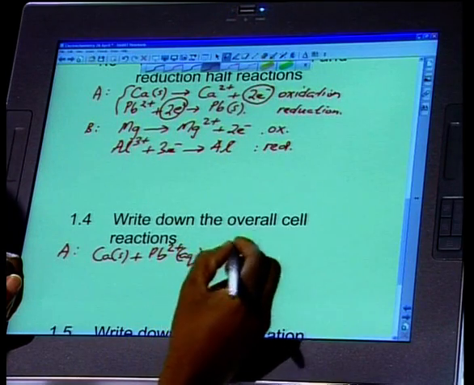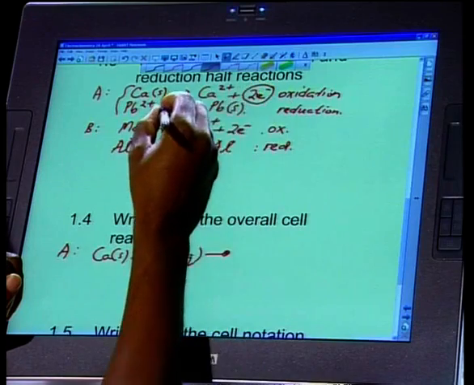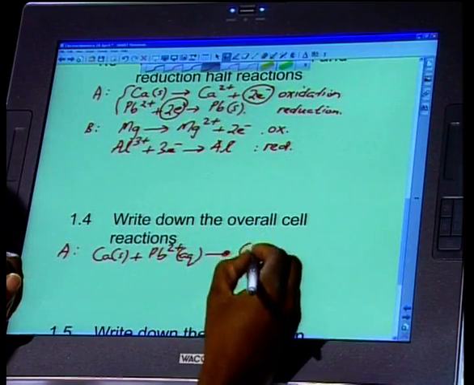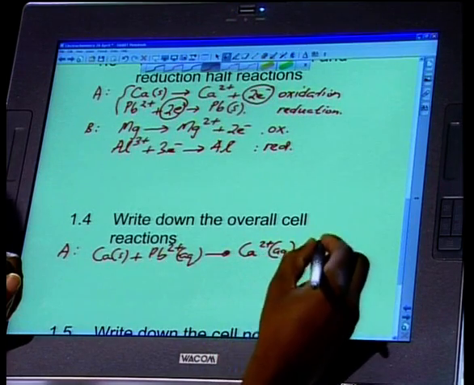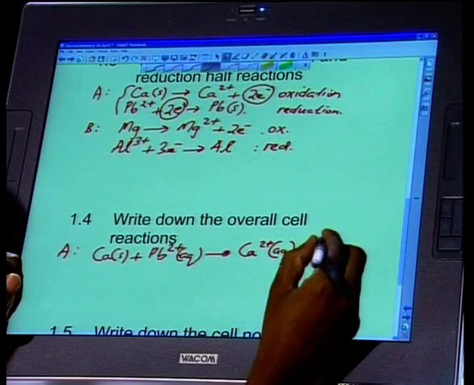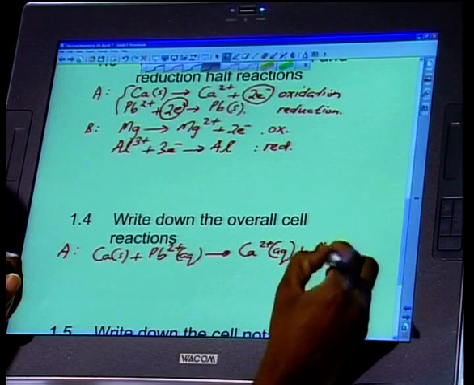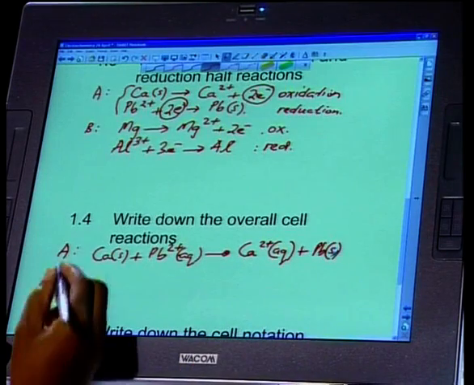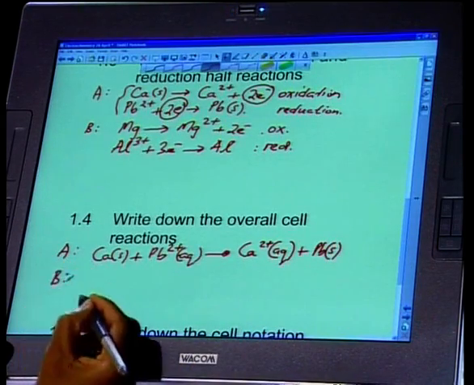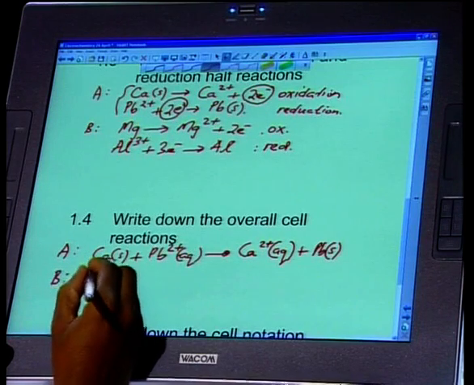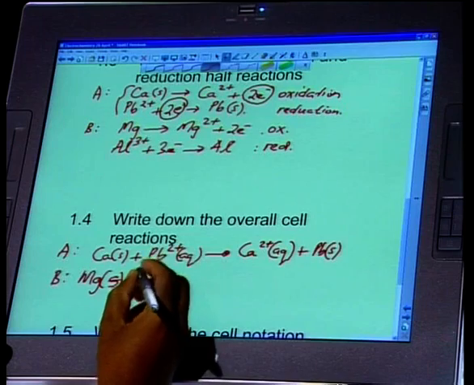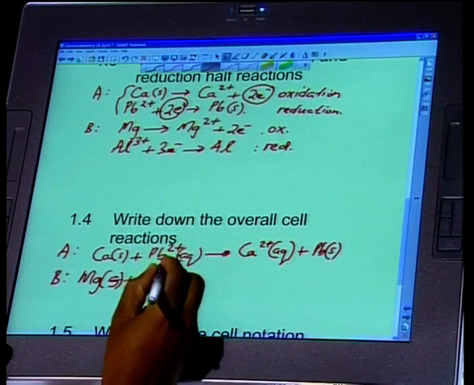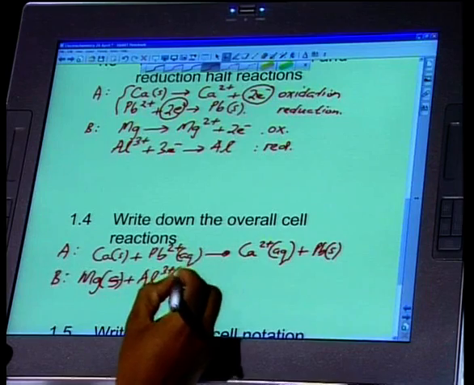Then the final, on the other side, because the 2 electrons are gone, I've got Ca2+, that's getting into solution. And I've got the last one, which is Pb, taken out of solution to be a solid. Okay. For the B section, in the same way, I've got magnesium on the left, solid, of course. Let me put the state here, solid, plus Al3+, which is in solution.